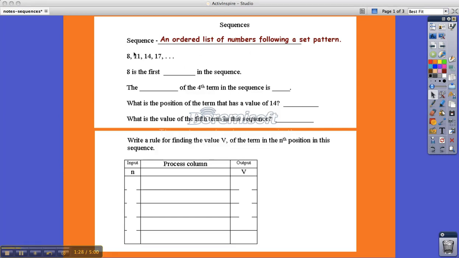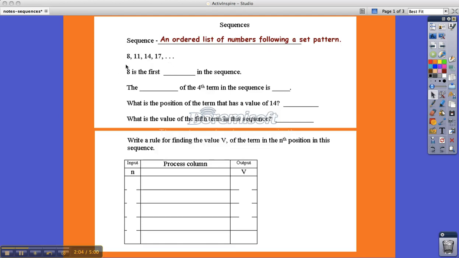So we have our first example of a sequence below. We have a list of numbers. We have 8, 11, 14, and 17. So this is an ordered list of numbers that's following a set pattern. We're going to look for the pattern, but we have a lot more vocabulary words that are very important that we're going to talk about now. So 8, 11, 14, and 17, the thing about this is that these numbers are representing our output. If you look here at our output, these numbers are representing the list that we're getting out. They're not representing the numbers that we're plugging in.